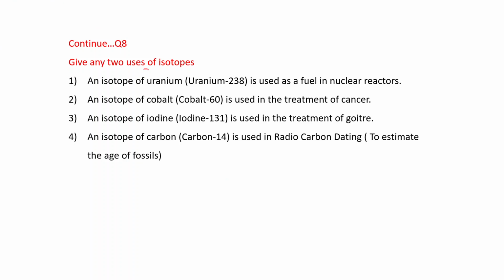Then give any 2 usages of isotopes. We have discussed in this chapter 4 usages of these isotopes. Any 2 you can mention. An isotope of uranium is used as a fuel in nuclear reactors. An isotope of cobalt is used in the treatment of cancer. An isotope of iodine is used in the treatment of goiter. An isotope of carbon is used in radiocarbon dating, that is to estimate the age of fossils. Any 2 you have to write.